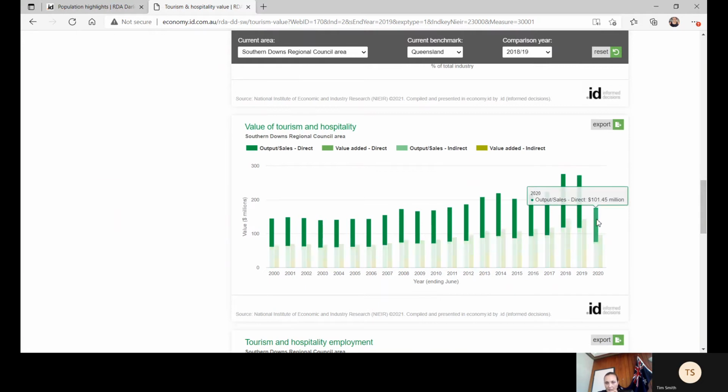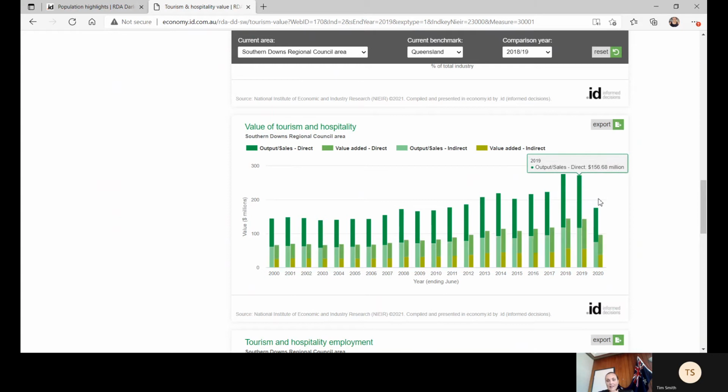So we can see certainly what's happened due to COVID. And that would be driven largely by COVID. So you can see you had two really quite good years, and then we've seen this dip away. But you need to remember, this is also year ending June.